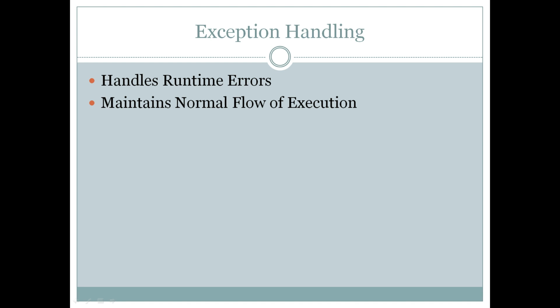Very important. It's a powerful mechanism to handle the runtime errors. When a runtime error occurs, it will skip that part and continue with some other part. The program will not be terminated, but it will maintain the normal flow of execution. So what do I need to incorporate an exception handling mechanism in my application? Are any special keywords required?